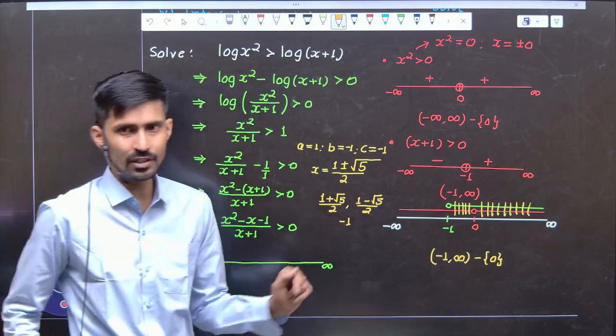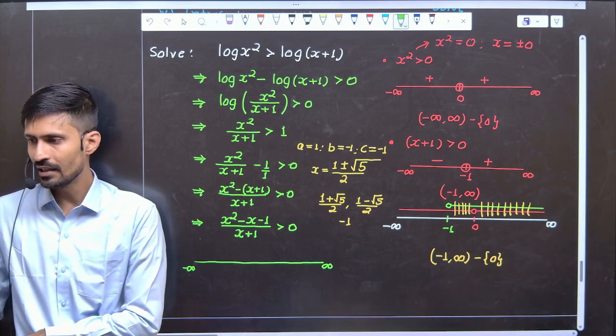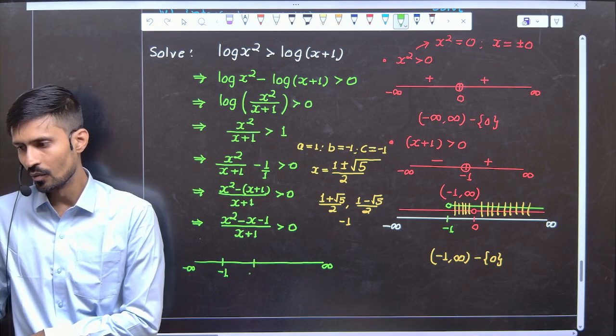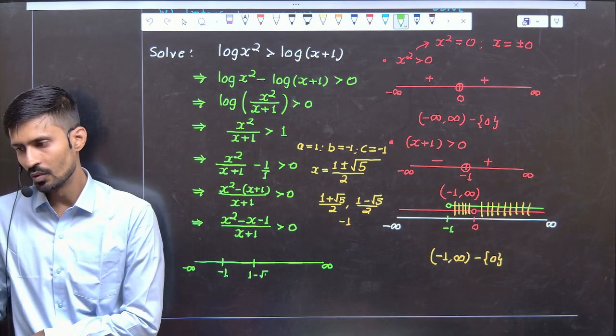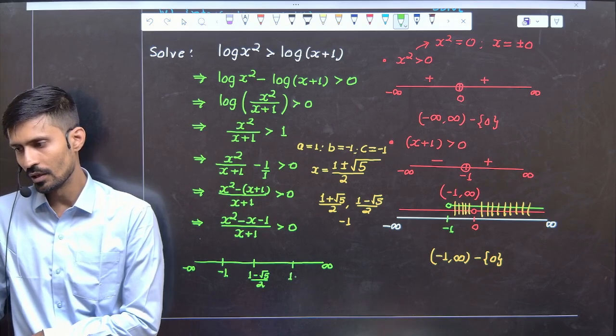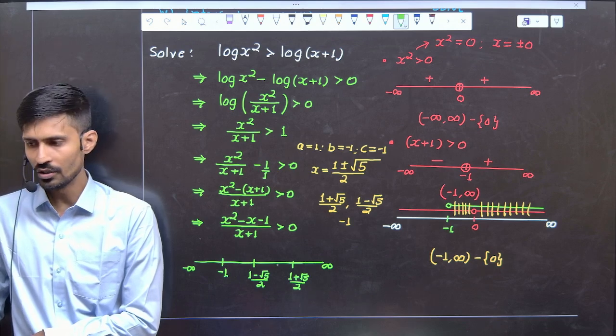This is minus 1. Which one is lesser? Minus 1 is lesser. So what I will do here? I will write minus 1 first. Then I will write 1 minus root 5 by 2. And then I will write 1 plus root 5 by 2. 1, 2, 3, 4.